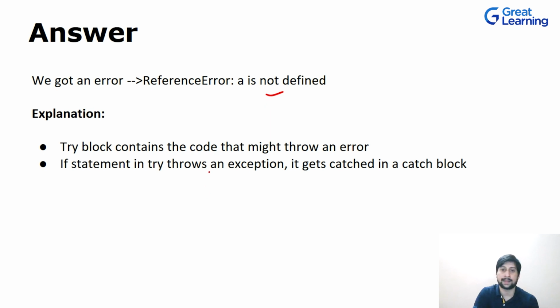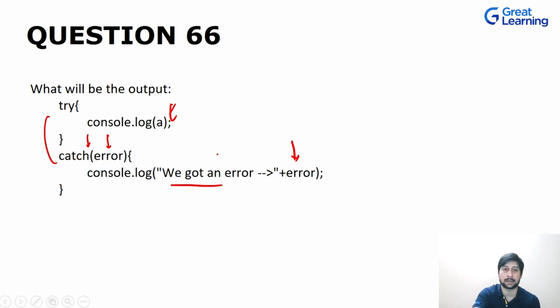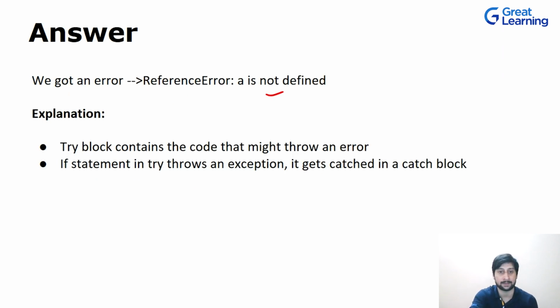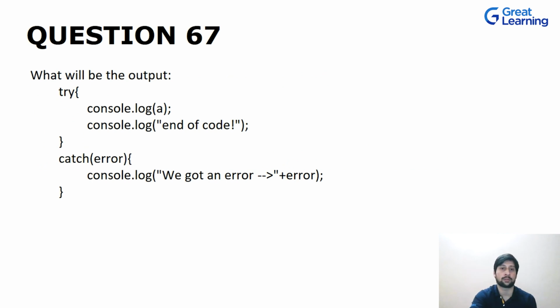So the try block contains the code which might throw an error, right? This code may or may not throw an error. And if it throws an error, there should be a corresponding catch block which will catch that error and print the error. Okay. Now let's move on to the next question.